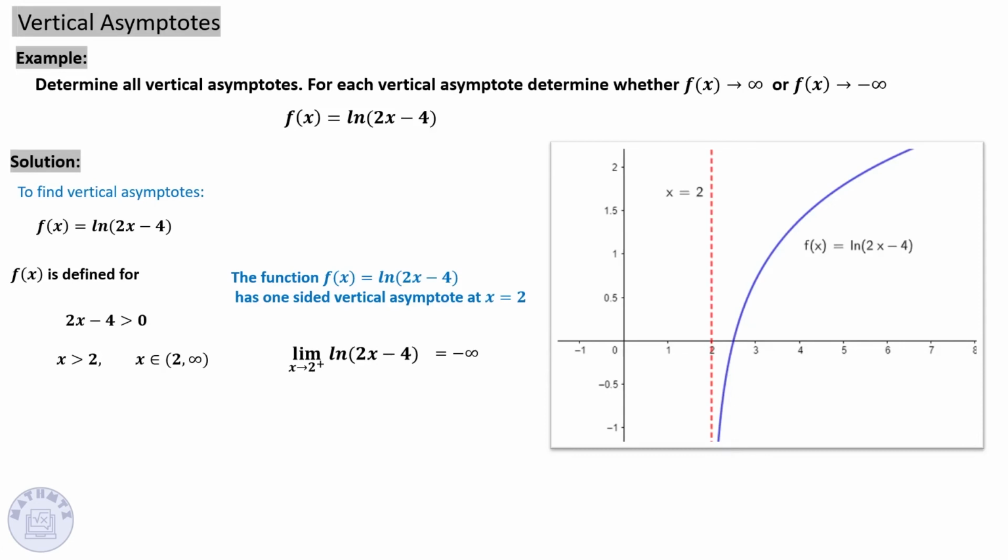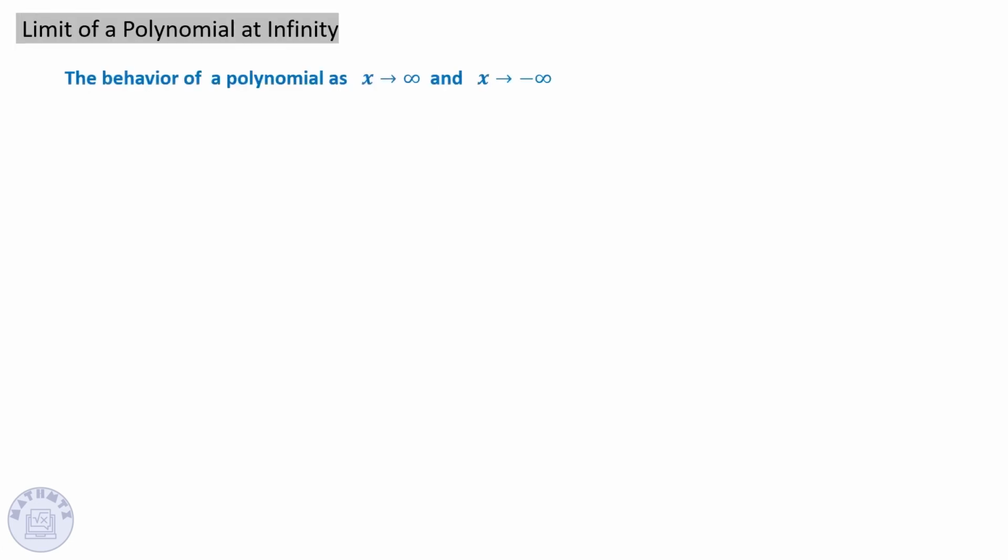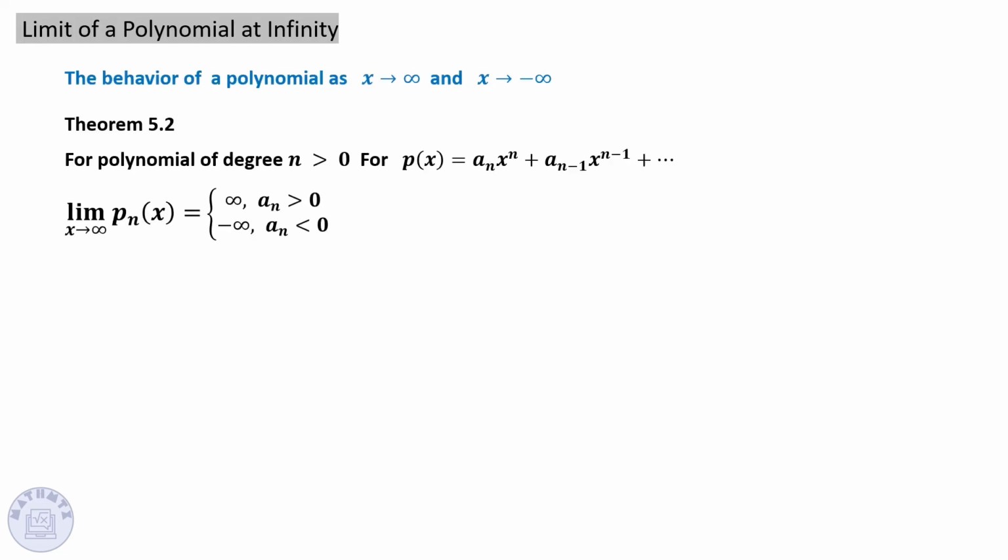All right, so the last part for this video is the end behavior for the polynomial functions. Now, for a polynomial of positive degree in this form, the limit of the polynomial when x is approaching infinity depends on the coefficient of the leading term. If it's positive, then it will approach positive infinity. If it's negative, the limit will approach negative infinity.